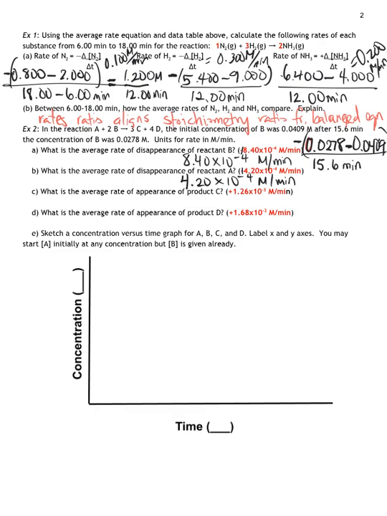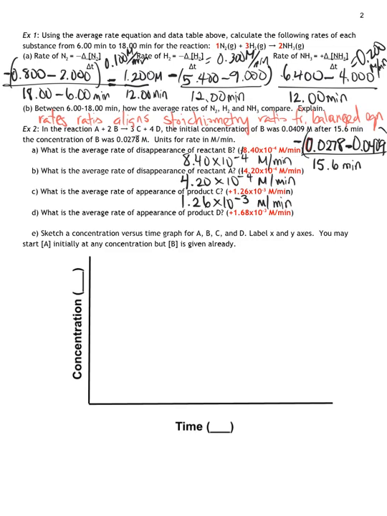C is going to be, and I'm going to use A as my reference here, 3 times the rate of A. So C is 3 times that of A. So if you take 3 times that value, 4.20 times 10 to the negative fourth, you will get a value of 1.26 times 10 to the negative third. Punch that into your calculator and you will see that ratio relationship.